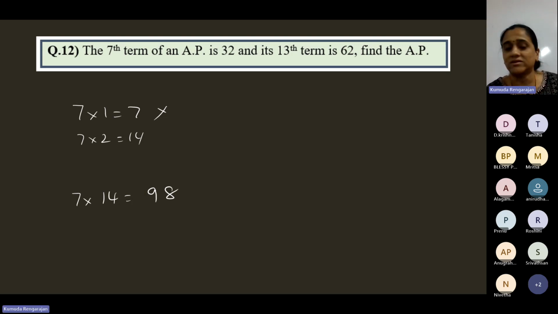We have to show the steps in the work. But it's a very simple question because 7 14s are 98. Then 7 15s are a three digit number.